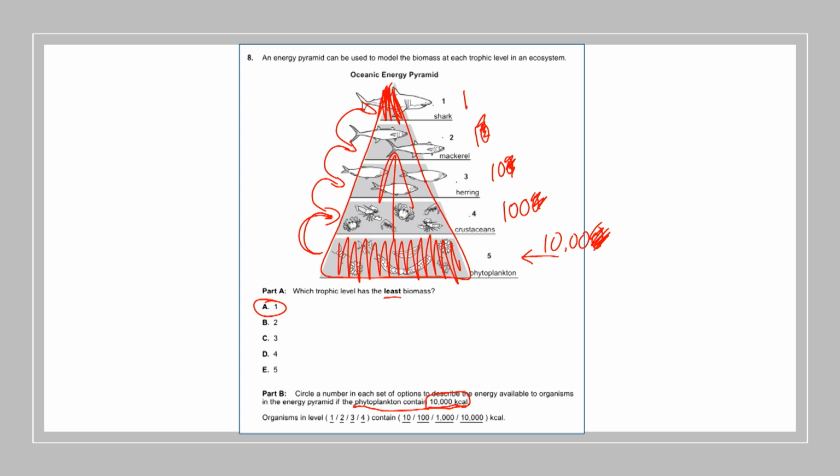So that's the best way to find out how much energy is at these different levels. You just remove a zero every time because only 10% of the energy makes it off to the next level. That's why you always have the most producers and the least amount of apex predators, because it takes a lot of energy to support an apex predator. Great, let's go to the next one.